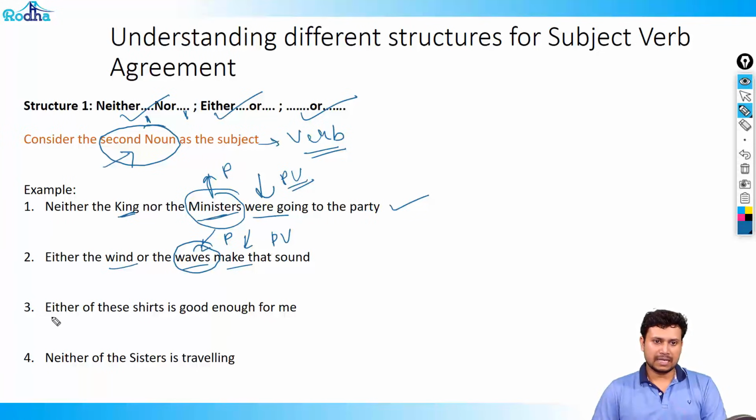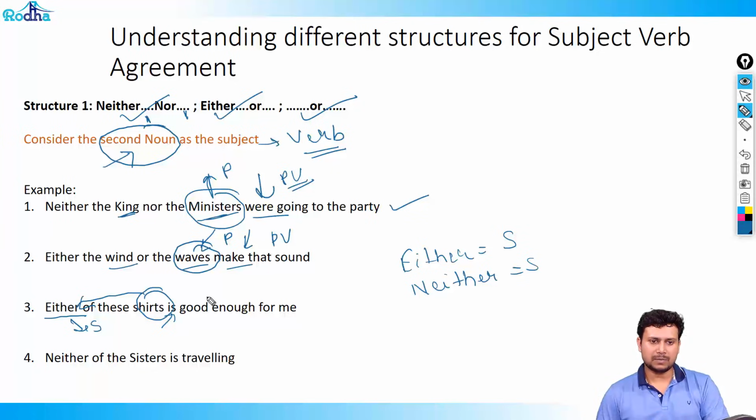Let's look here. Either of these shirts is good enough for me. Now, pay attention. It is not either or, it is just either. Remember, when it is just either, it acts as singular. Similarly, if it is just neither, it also acts as singular without an or or nor. So either, irrespective of the noun which is plural, the subject shifts to either. So either is singular and would need a singular verb, is.